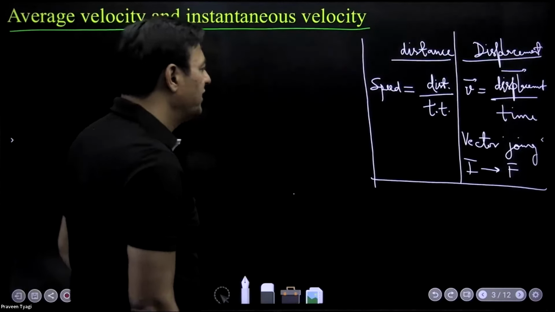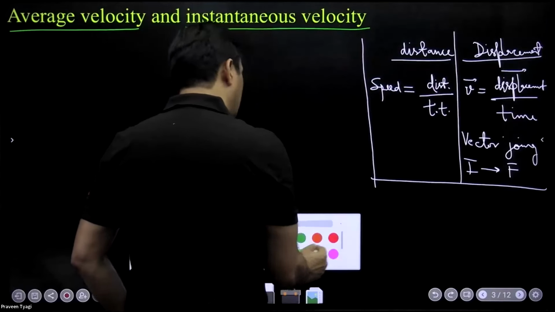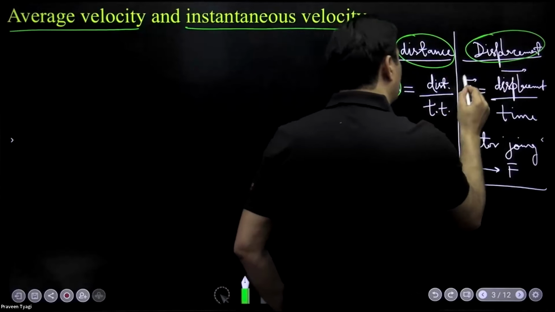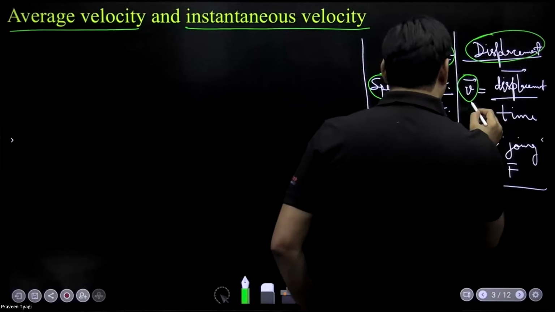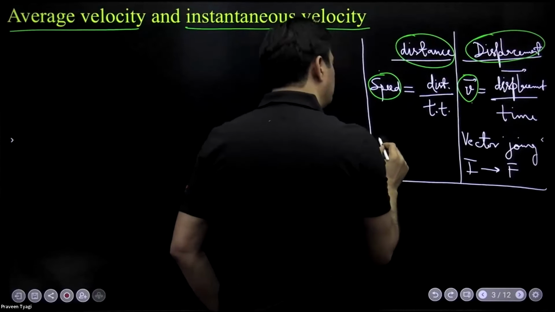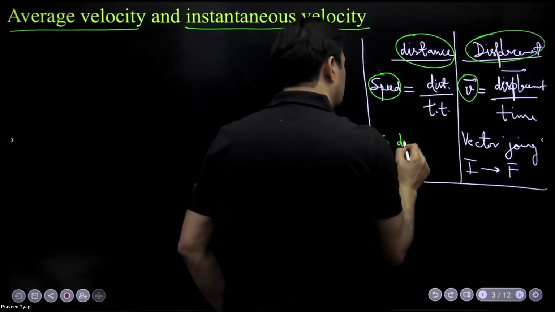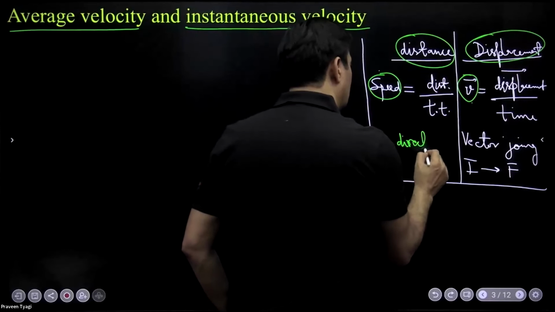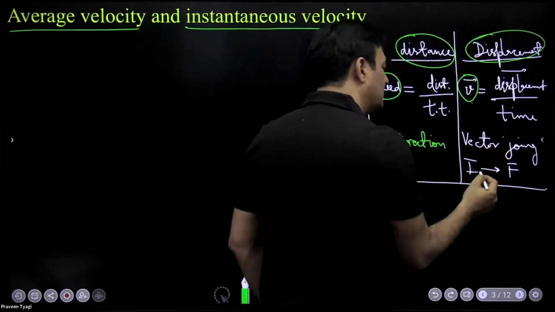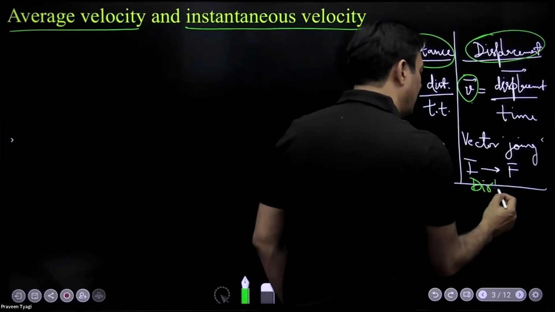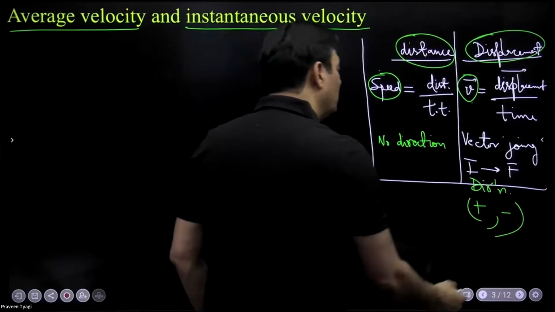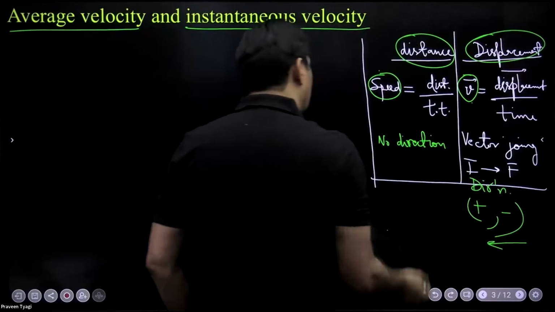We understood the difference between distance and displacement. We understood the difference between speed and velocity. Velocity is a vector, speed is a scalar. It has no direction. It's a number, cannot be negative. Velocity is a vector, it has direction, and it can be positive or negative both. Negative sign will mean opposite direction. That's it. We'll come to this part.